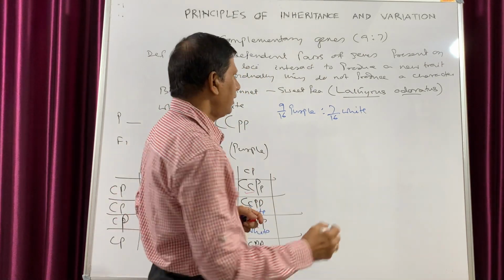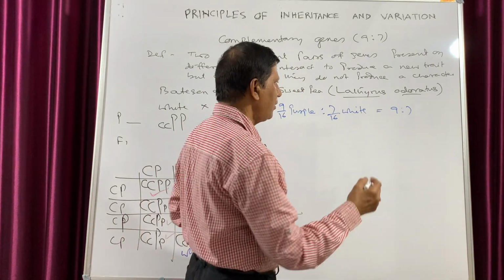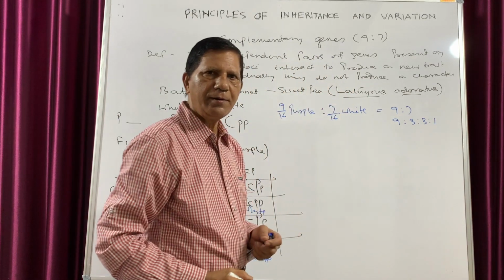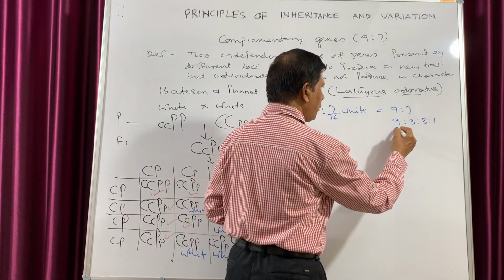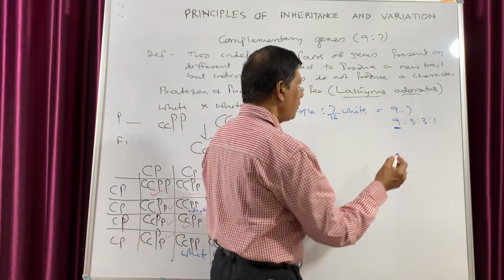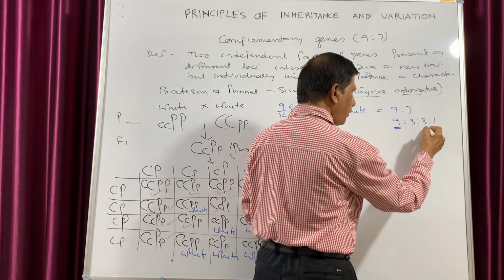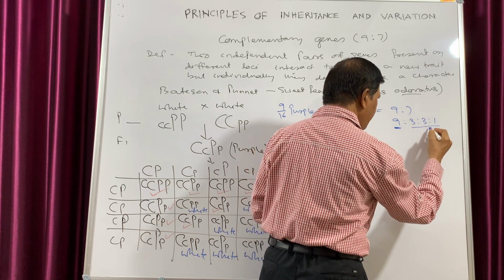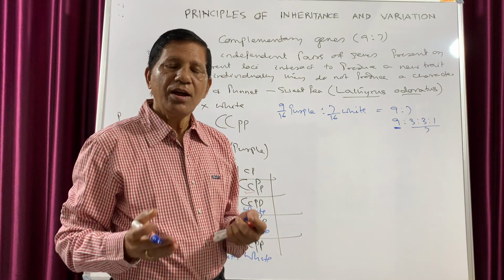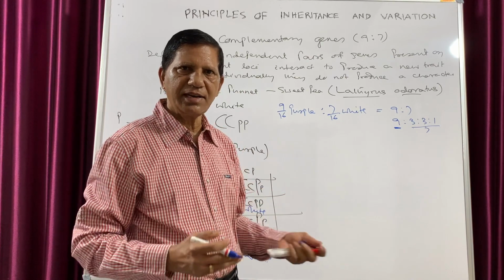That means here it is coming in a 9:7 ratio, which is a modified ratio of 9:3:3:1 given by Mendel. Because in 9 cases both the dominant genes are present, it is giving purple color. When one dominant is present in one case and another dominant in the other case, and in the last there is no dominant gene, these are clubbed together and it is 7. Now the question is, what is the reason behind it? Why are such things happening?